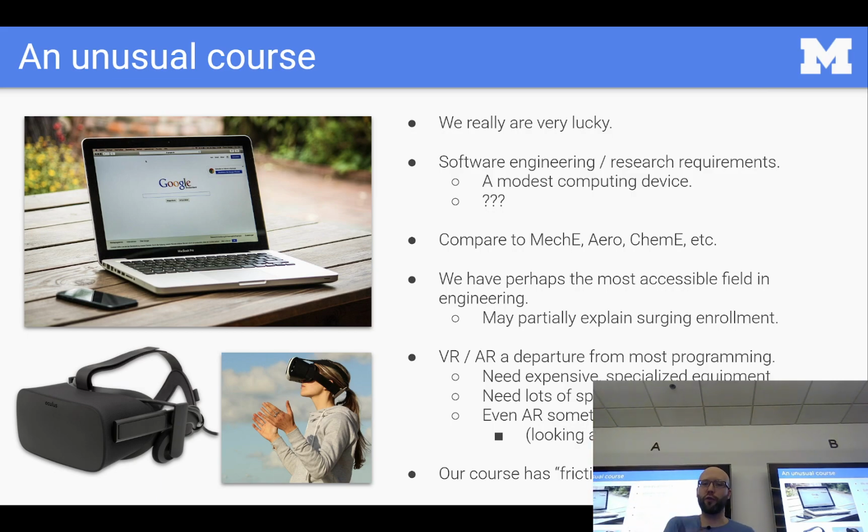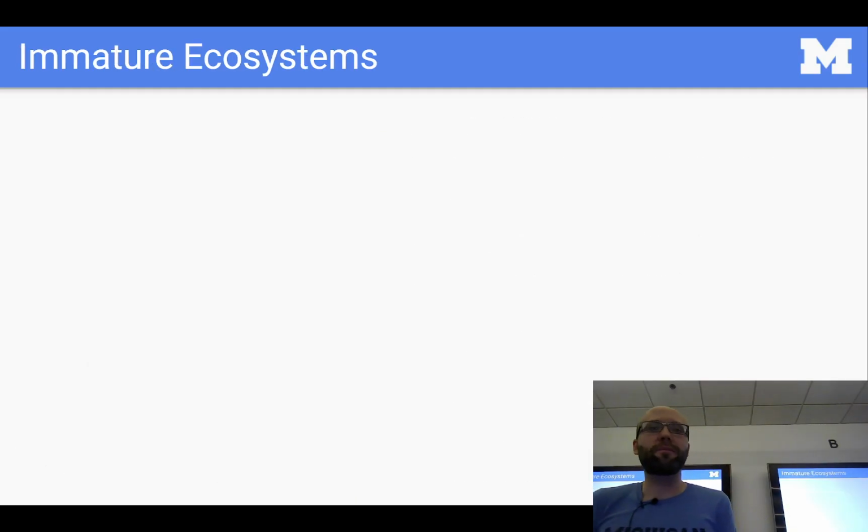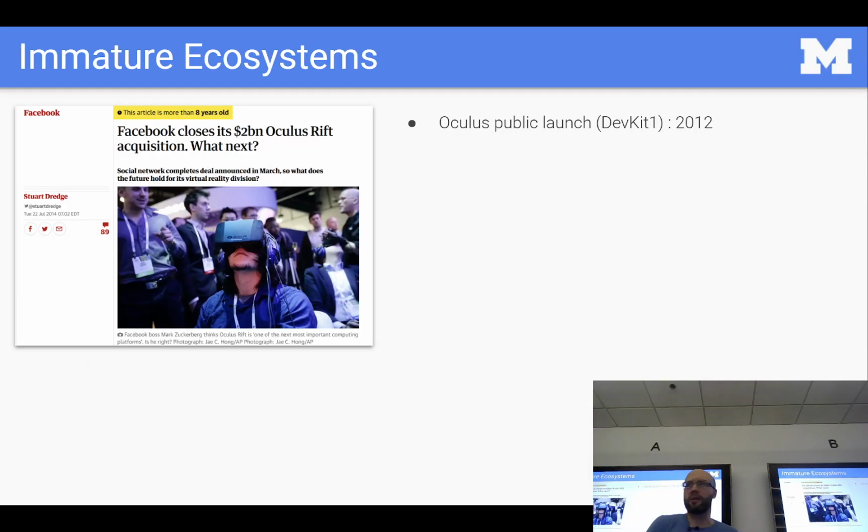This course has friction that you might not have felt for a while. That's the TLDR here. You are now at the bleeding edge, and there's going to be friction, but there will be upside to that as well. Let's talk a little bit about immature ecosystems. The first public launch of Oculus, the DevKit 1, released in 2012. That sounds like a long time, but it's really not too long ago.